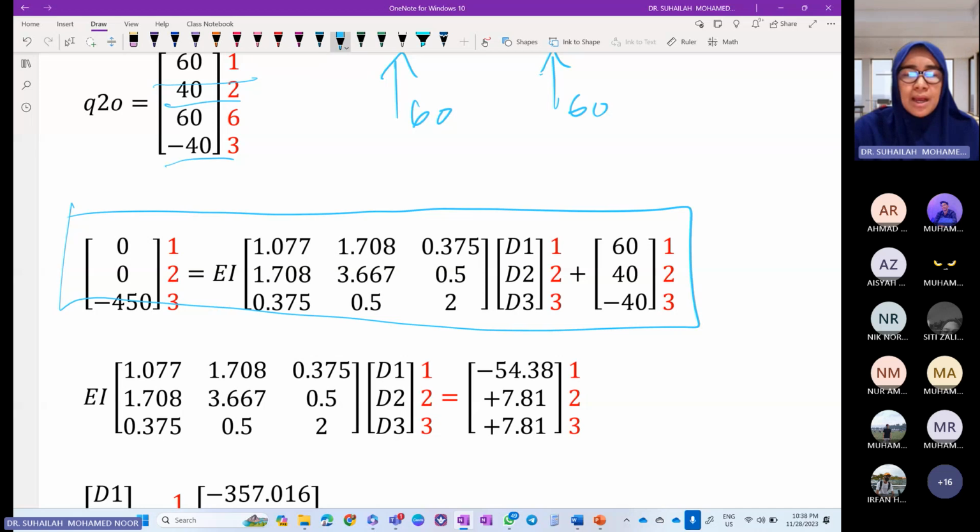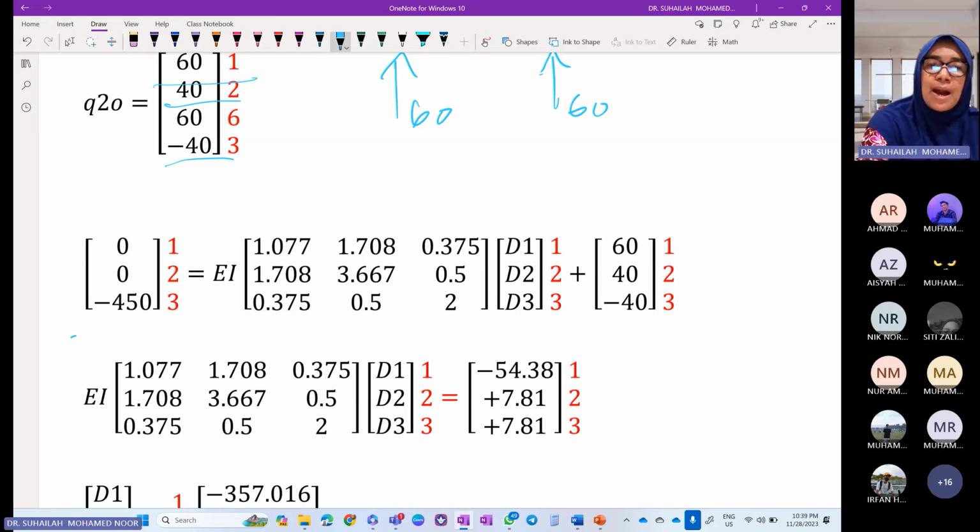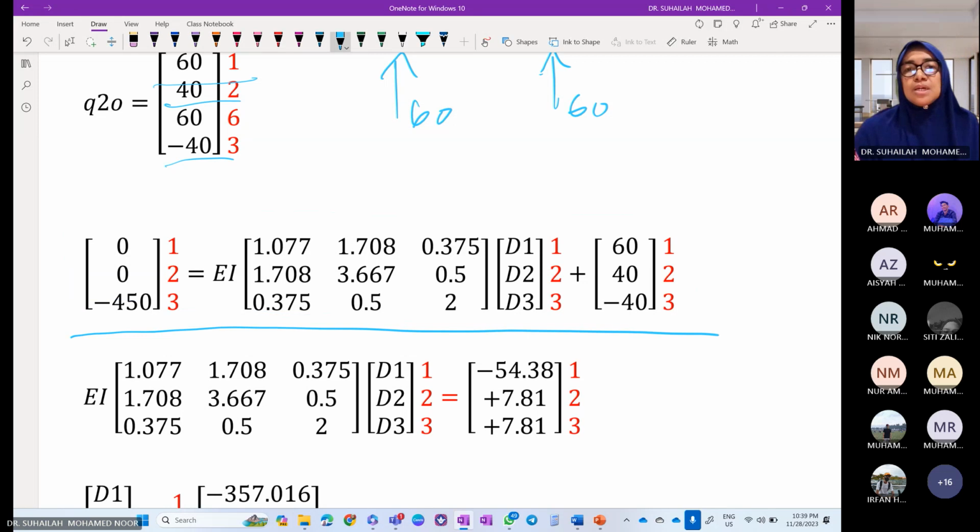displacement, displacement D1, D2 and D3. Displacement can be rotation, displacement can be vertical displacement or deflection. This D1, D2 and D3, okay, depending on the position, so some will be the deflection, some will be the rotation. Okay, so this is compulsory. Without this equation, you cannot get the answer.